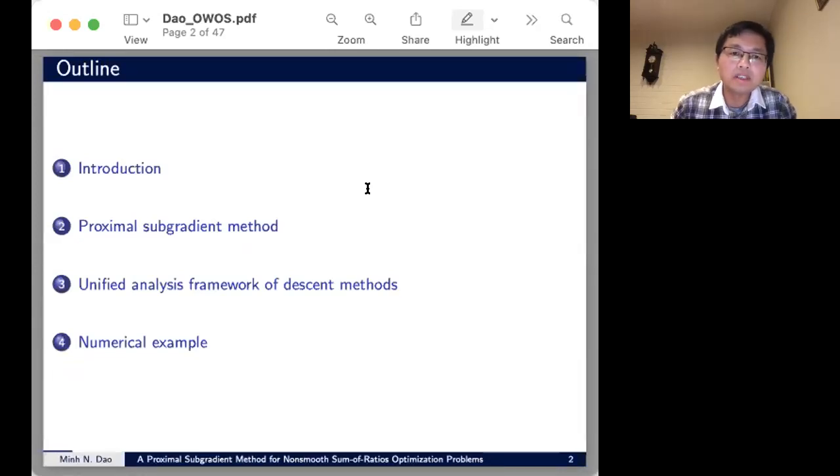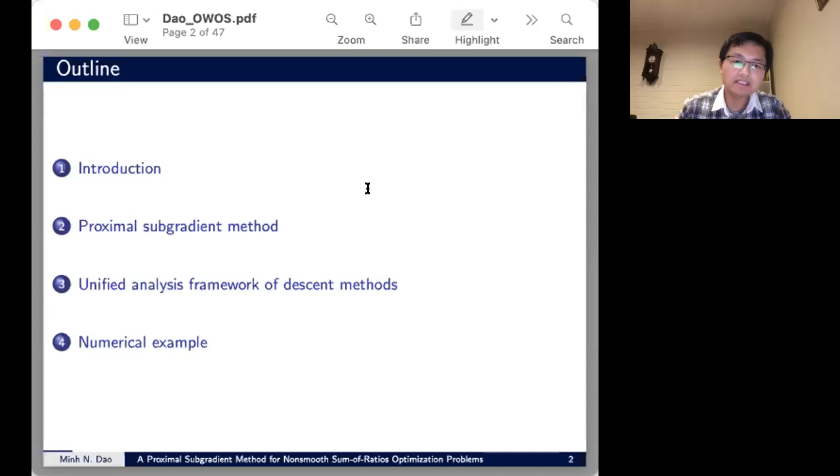My talk includes four parts. After an introduction, I will present our proximal subgradient methods for solving a class of non-smooth sum of ratio optimization problems. We show that every cluster point of the sequence generated by these methods is a stationary point of the original problem.